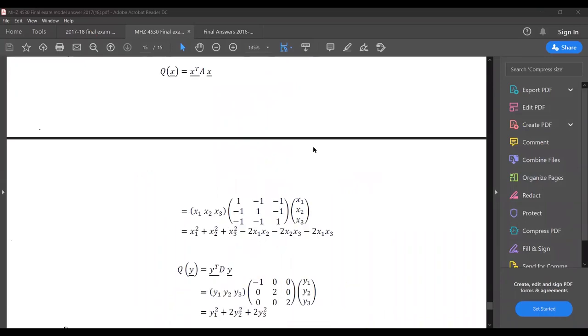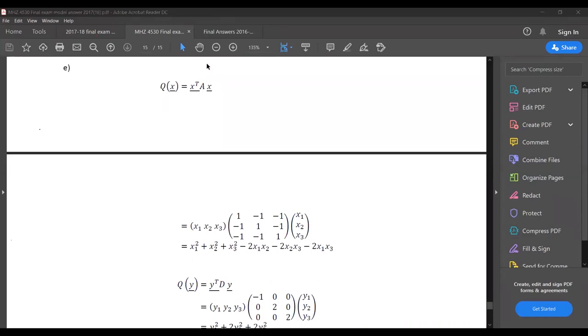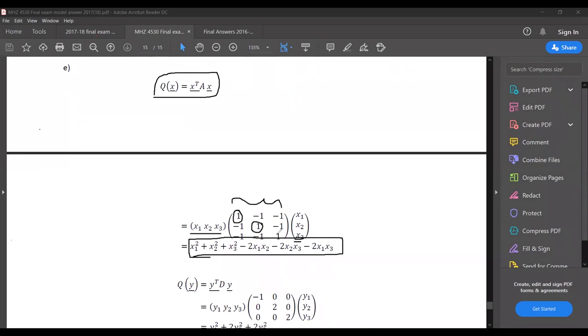So here we need to derive the quadratic equation where x and y are given. They want us to substitute in that equation, that is Q equals x transpose into A into x. So this is x transpose, we know this is A and this is x. You need not multiply and all, just write this equation. This is the coefficient of x1 squared, this is the coefficient for x2 squared, this is the coefficient for x3 squared. This is the coefficient for x1 and x2, but you have to multiply this by 2. This is the coefficient for x1 and x3, and we need to multiply this by 2.